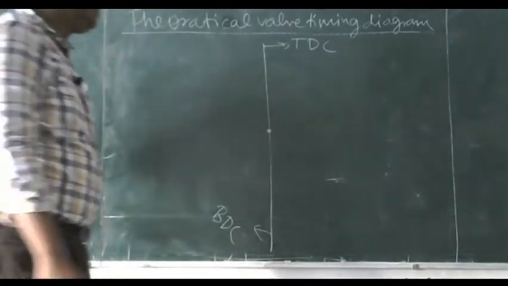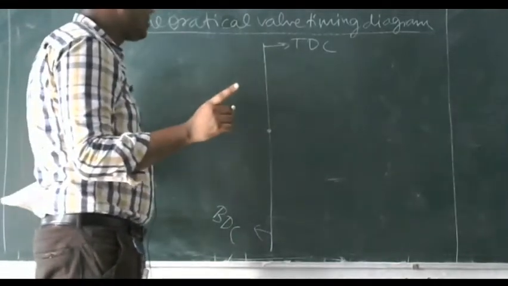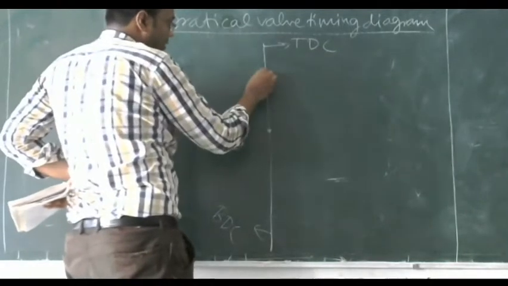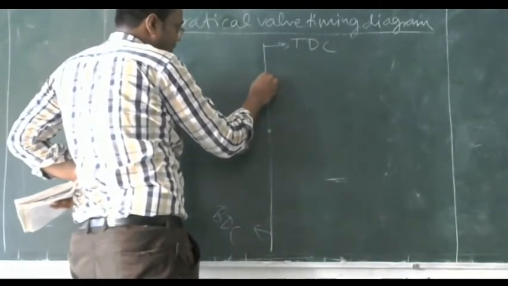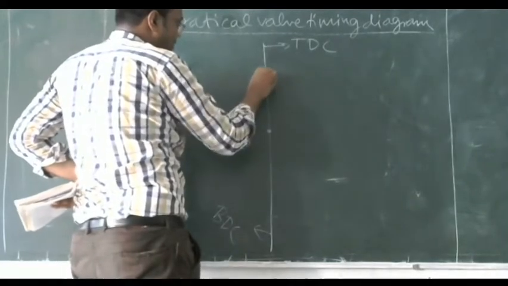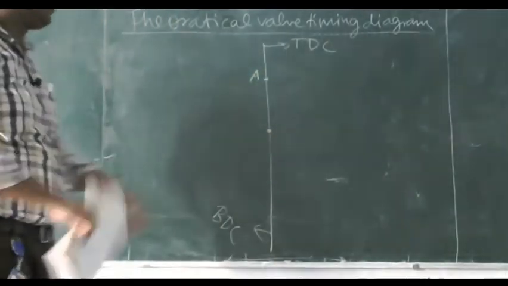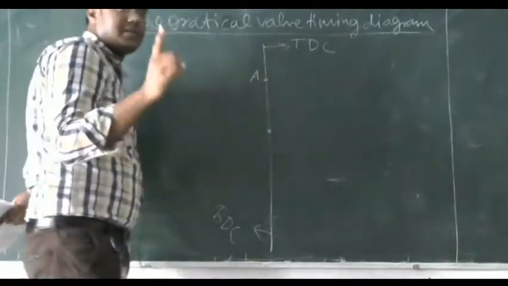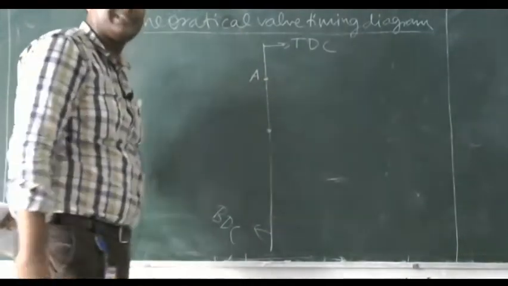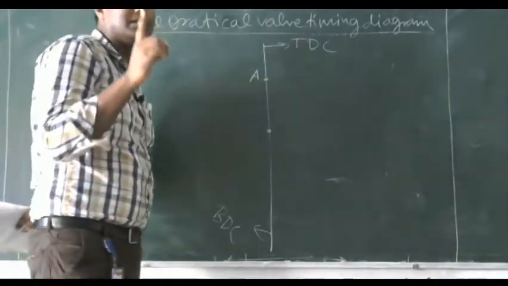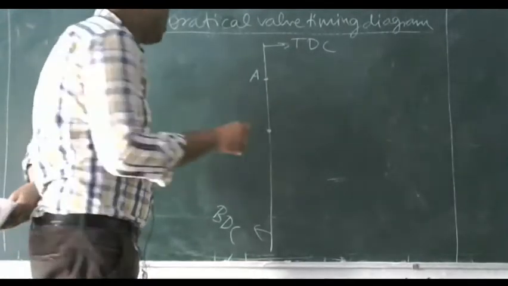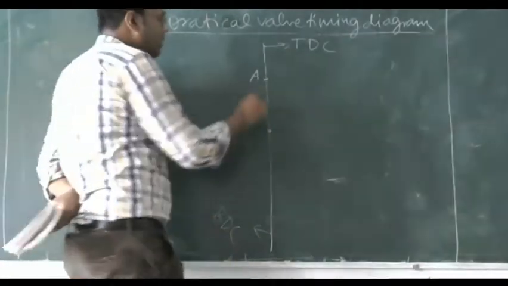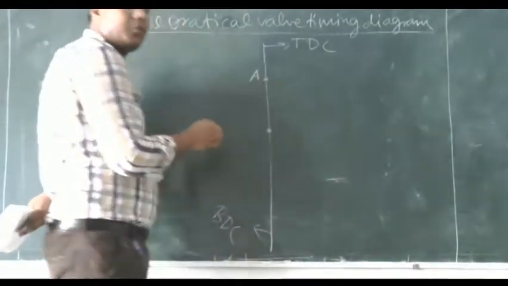Now in the initial position, we are at BDC. So I am taking a point here on the BDC line. Let us assume I am here at point A at starting. This is the initial position when the piston is at BDC. Now the suction stroke takes place, and at point A, when the piston is at BDC, the inlet valve opens.